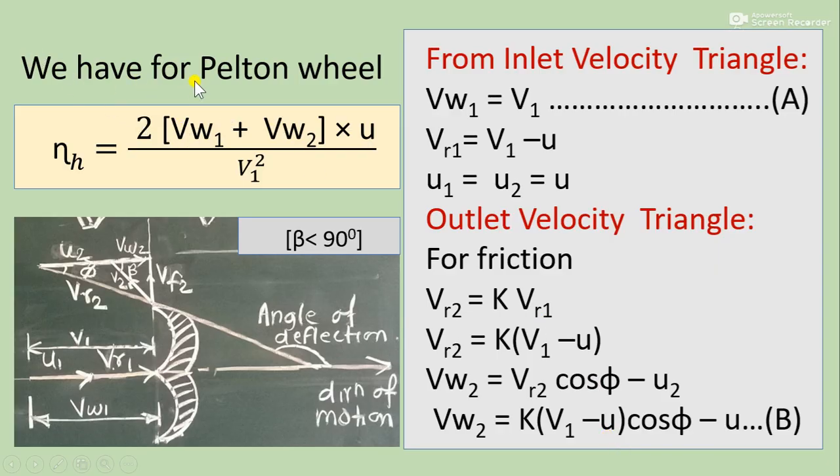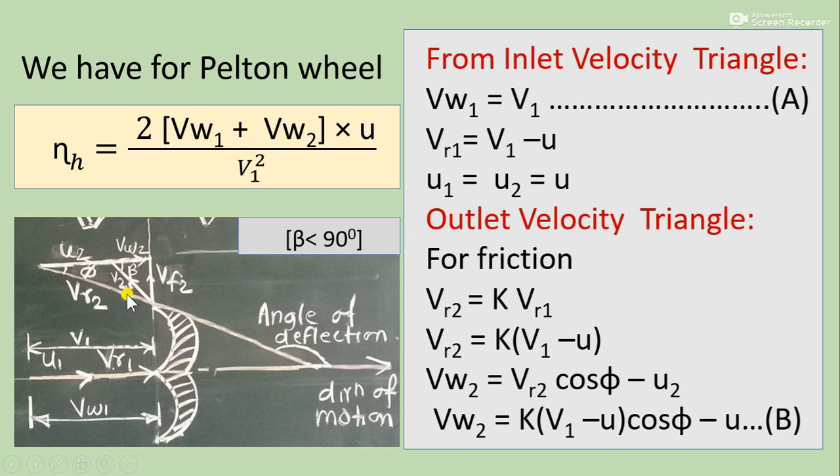So we have for Pelton wheel hydraulic efficiency formula 2 into Vw1 plus Vw2 into u divided by v1 square. So we will take help of velocity diagram. So from inlet velocity triangle, here we see it is a straight line. So Vw1 is equal to V1 and Vr1 is equal to V1 minus u, that is effective velocity. We have assumption that at inlet and outlet u1 and u2 are same, that is equal to u.